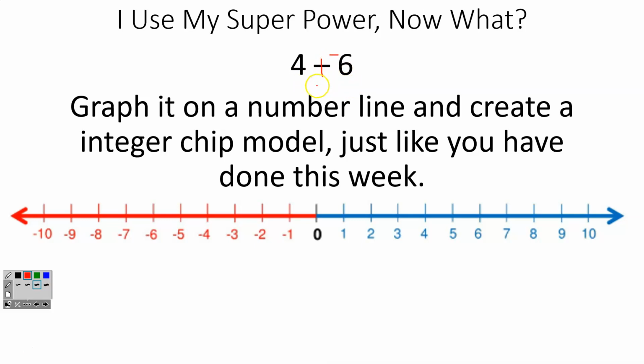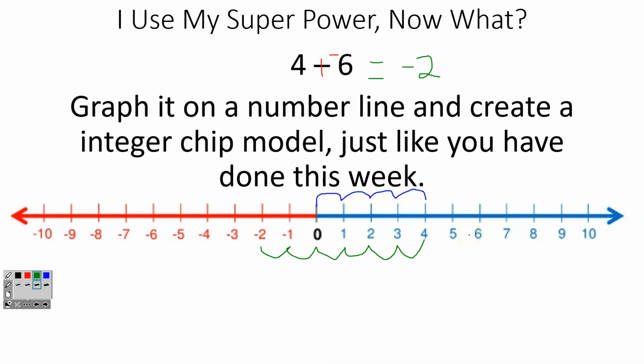I bet you guys can figure this one out, but just in case, I'm going to go ahead and graph it. Let's do blue. I'm going to start with my positive 4. 1, 2, 3, 4. And then now I can look at that and say it's a negative 6. So now I'm going to go 6 in the negative. 1, 2, 3, 4, 5, 6. So my answer is a negative 2. So 4 plus a negative 6 gives me an answer of a negative 2.